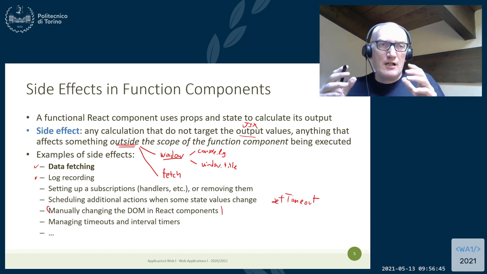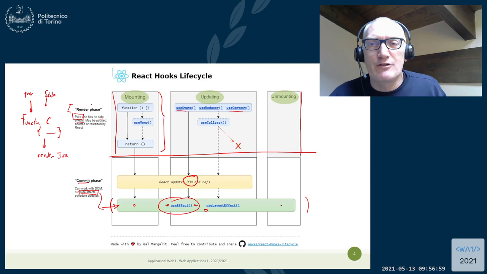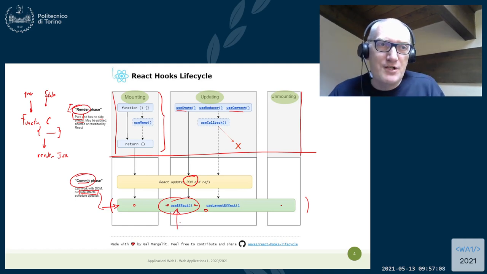So I'm not saying that all of these are forbidden. Basically, all of these features are needed, are required in a real application. But we must be aware they are side effects, and therefore they cannot be in the render phase. They must be implemented in the commit phase inside some controlled side effect callback. Okay, so that's our goal.